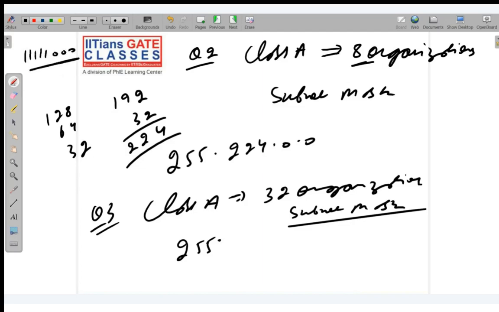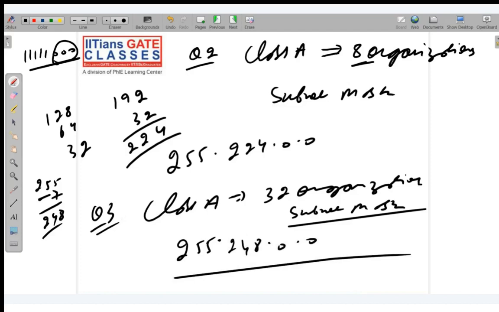Now if all these were ones, you would have 255. These zeros mean 7, its value is 7. So 255 minus 7, you just subtract it and get the answer. What will you get? 248. 248 is my answer. So 248.0.0. Any doubt? No, sir.